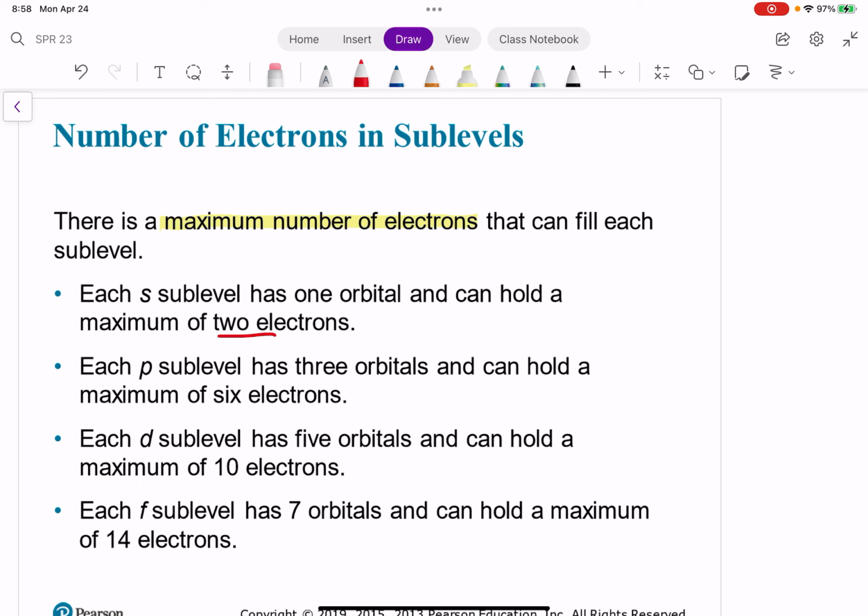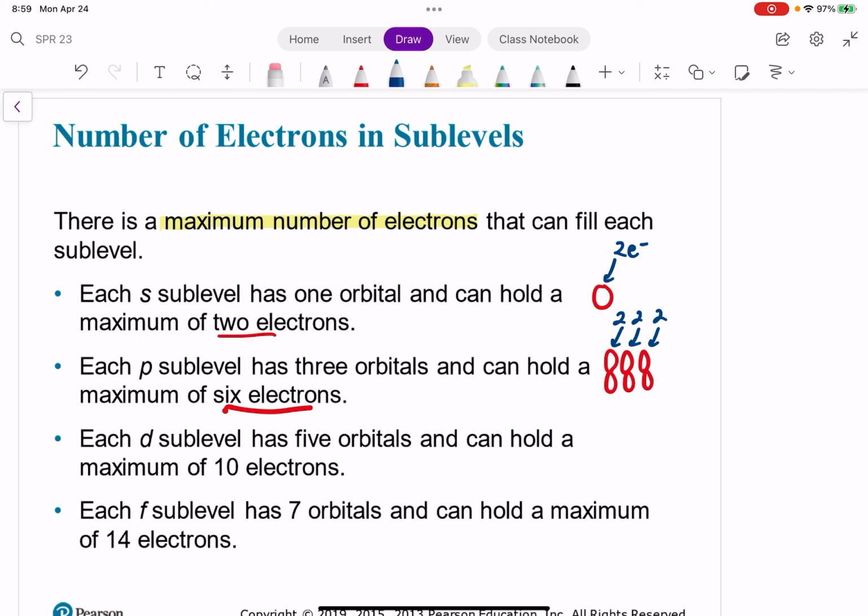Okay. What about the P? The P sublevel has 3 orbitals. Remember, you've got your 3 P's like this, and then here's your S. Each of those orbitals, right, these are each orbitals, can hold 2 electrons. So then you can hold a max of 6 in that sublevel. Okay, so I should say 2 here too.